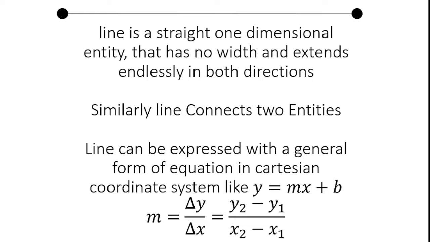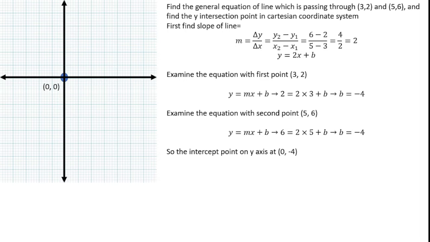What is the purpose? Let's see. I can explain with an example problem. Here is the graph sheet for your understanding. Here I presented the Cartesian coordinate system with the x-axis and y-axis. In that, 0, 0 is the origin point of the graph sheet. Then the problem is: find the general equation of the line which passes through the points 3, 2 and 5, 6, and find the y intersection point in the Cartesian coordinate system.